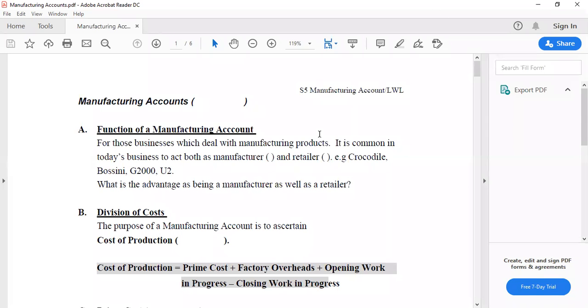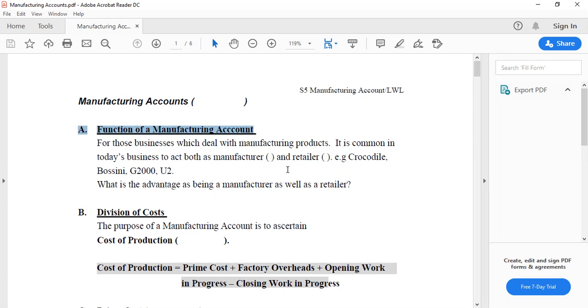So this is the first one among the topics in Principles of Accounting 2. We have manufacturing accounts, and we have incomplete accounts. We have several topics from the course outline, but manufacturing accounts is one of the topics in this unit. So today we look at manufacturing accounts. We begin by looking at what a manufacturing account is.